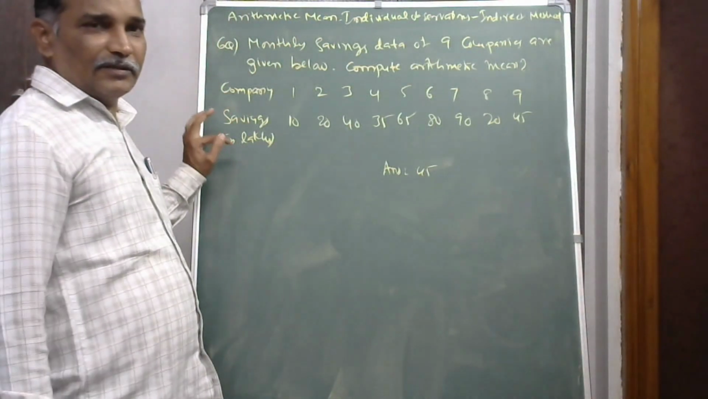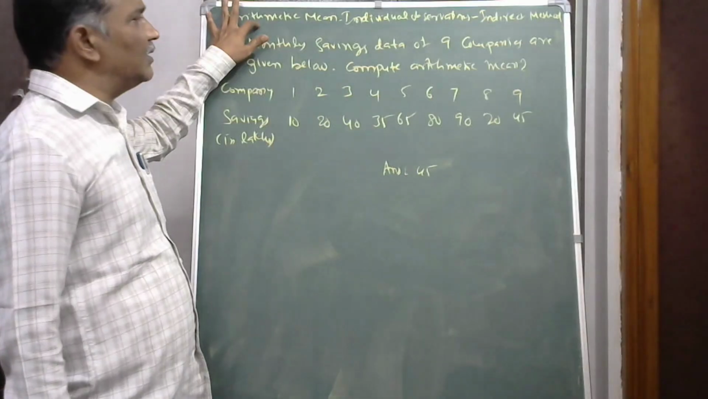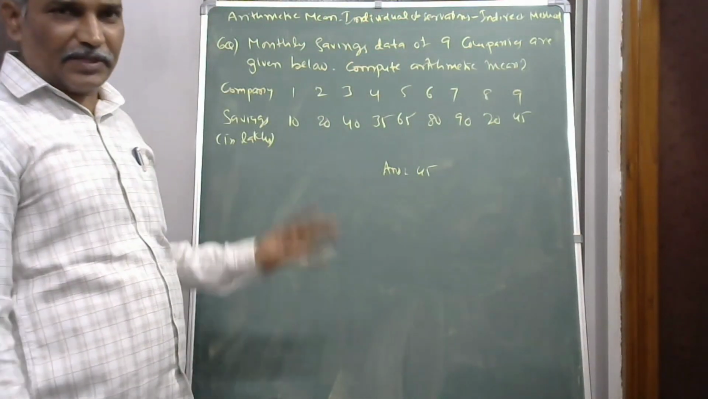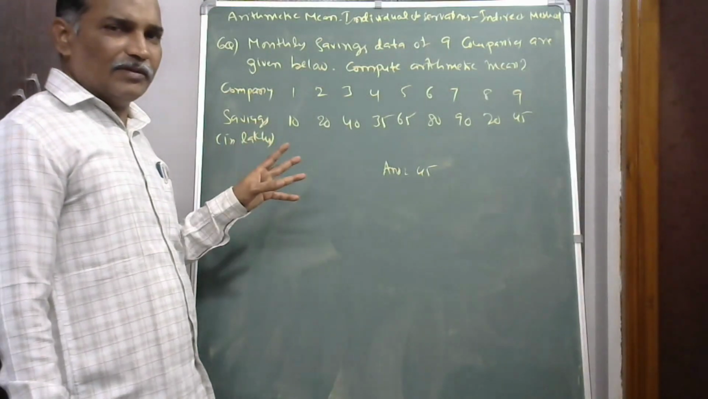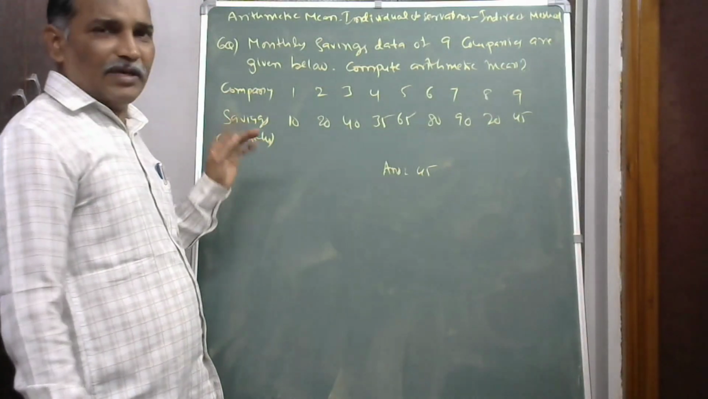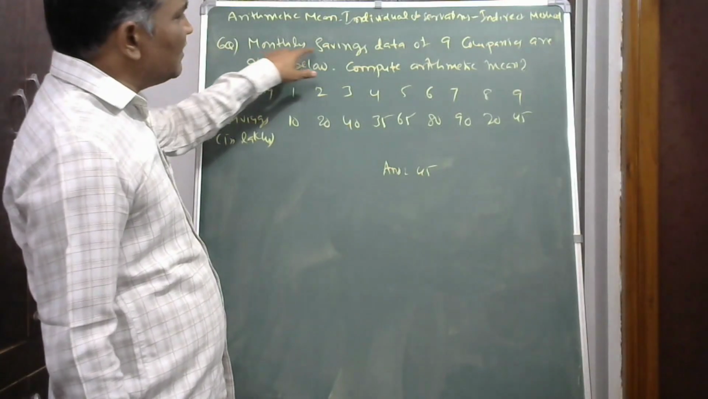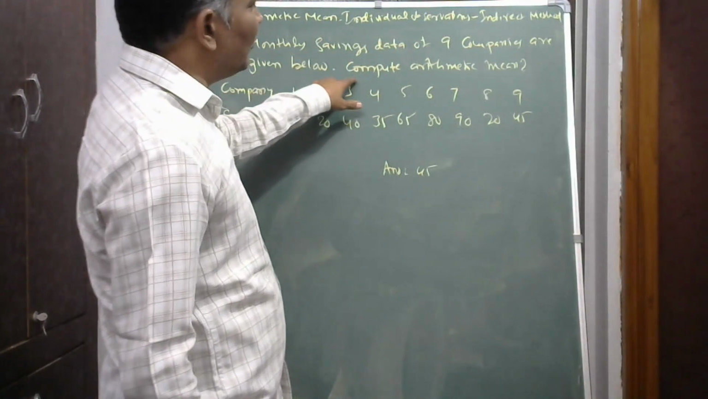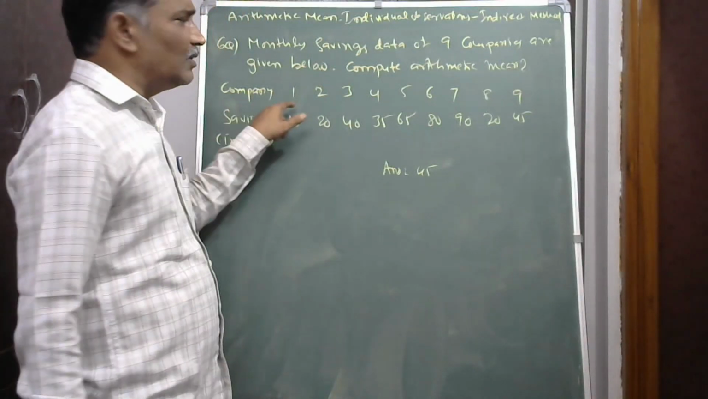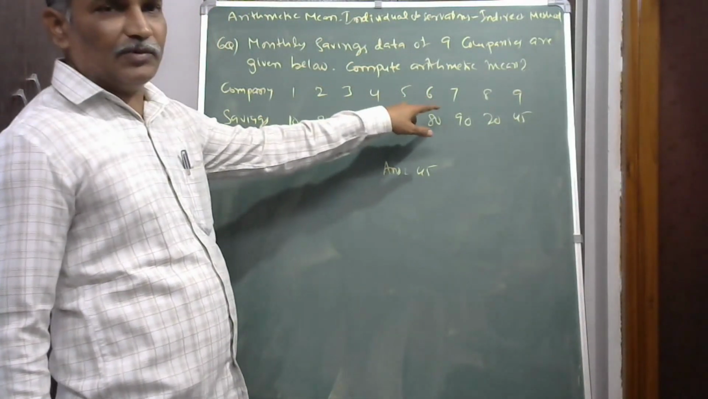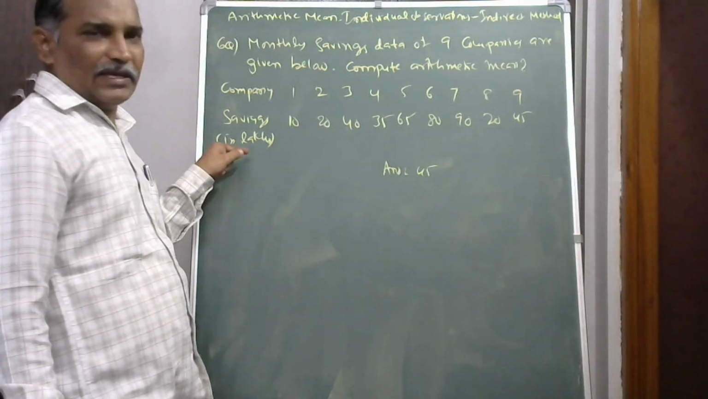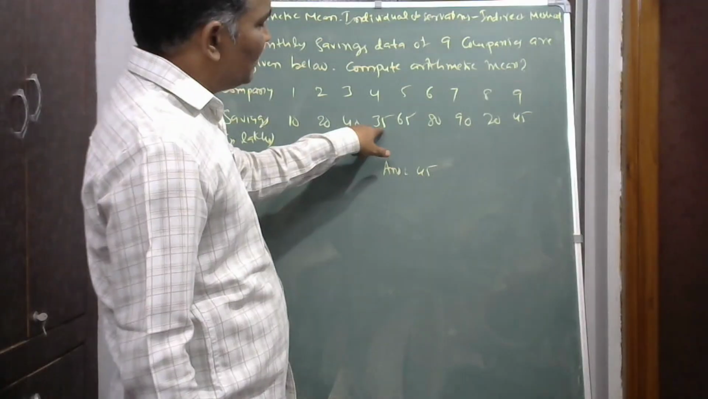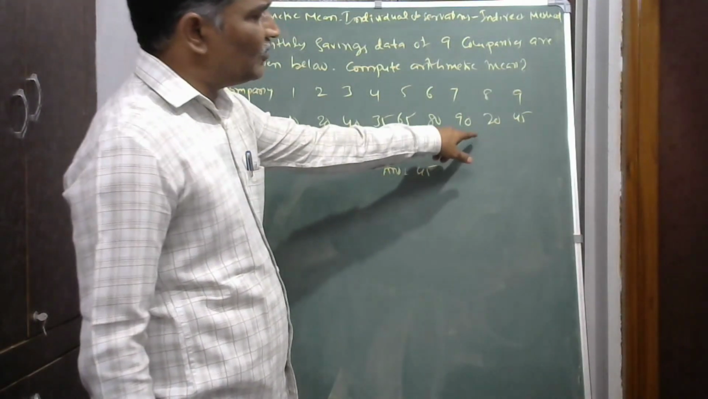This is the third problem, arithmetic mean, individual observations, indirect method. I am reading this problem. Monthly savings data of 9 companies are given below. Compute the arithmetic mean. Company 1, 2, 3, 4, 5, up to 9, and the savings are given in lakhs: 10, 20, 40, 35, 65, 80, 90, 20, 45.